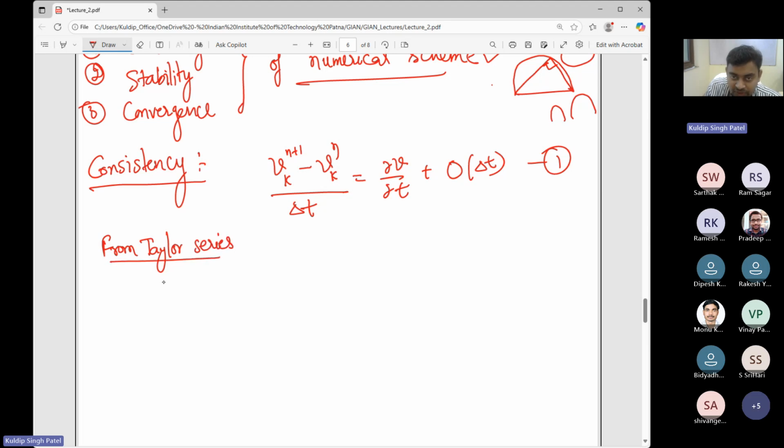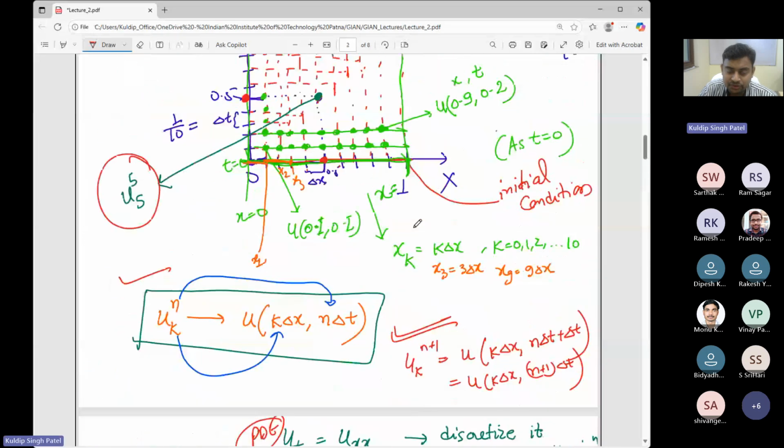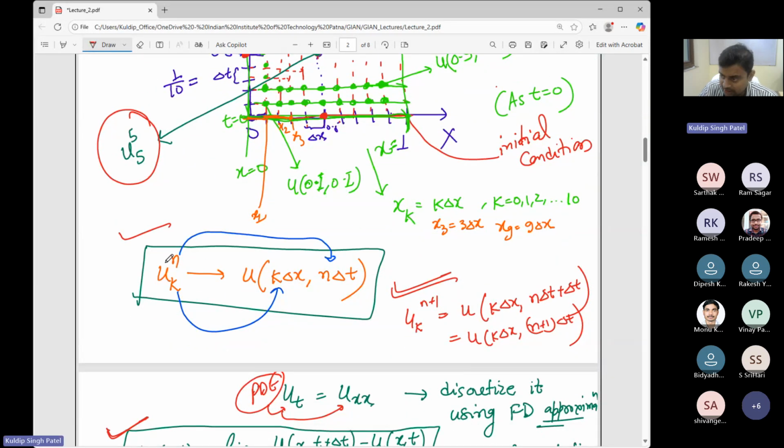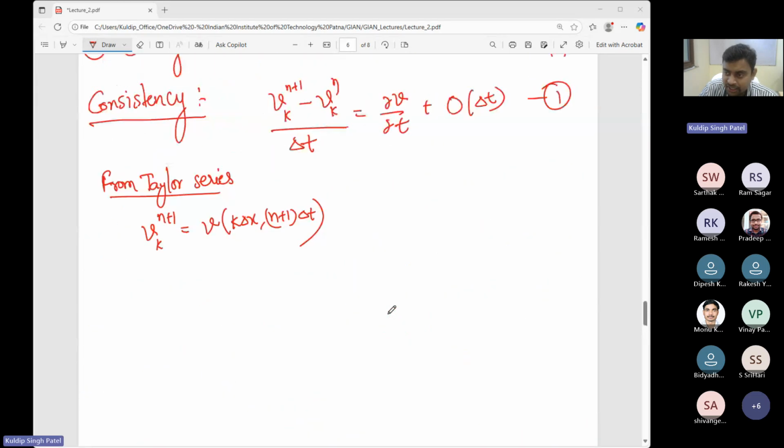So we know V_k^(n+1). What does it mean in our earlier notation? This is V(k delta x, (n+1) delta t). And how can we see this? We can see it from here: if k is here, n is here. I hope everyone is comfortable, right? I'm looking at your chat also, so if you wish to express anything, you can write in the chat.